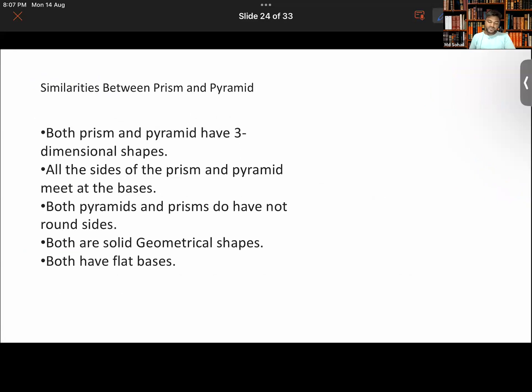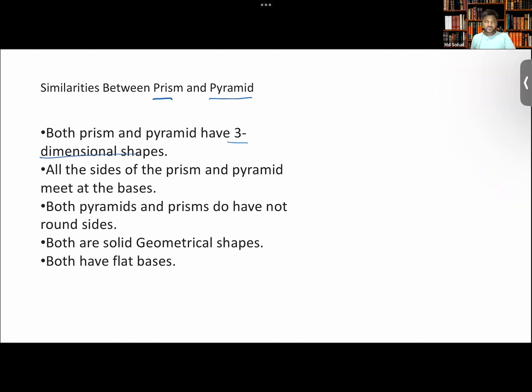Now talking about the similarities between a prism and pyramid. What are the similarities between the two figures? Both of them are 3D figures, right? All the sides of the prism and pyramid meet at the bases. So whether you were to draw a prism or a pyramid.